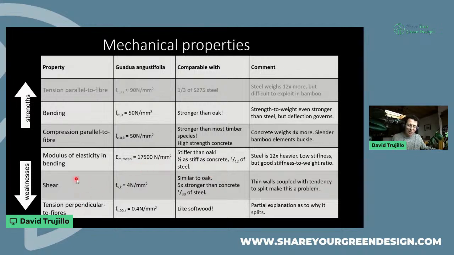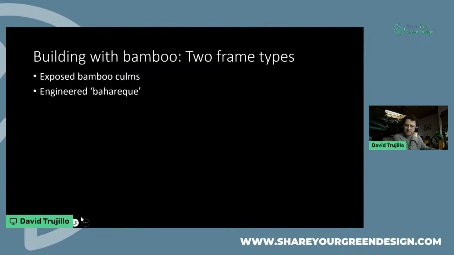Then we go to some properties that are not great. Shear, it's okay, it's shear strength, but when we use it as a culm in the round shape, this property becomes problematic, and that is because bamboo tends to crack or split. And then we have a property that is tension perpendicular to its fibers, if you're trying to pull it apart, and it's like softwood. So we've gone from a material that is phenomenally strong in one direction, tension parallel to fibers, to not great in another direction. And that's a really important thing to bear in mind. Bamboo is a very anisotropic material.